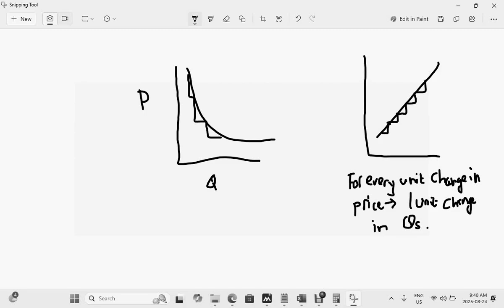All right, so that would be it when it comes to perfectly elastic, perfectly inelastic, and unitary elastic curves.